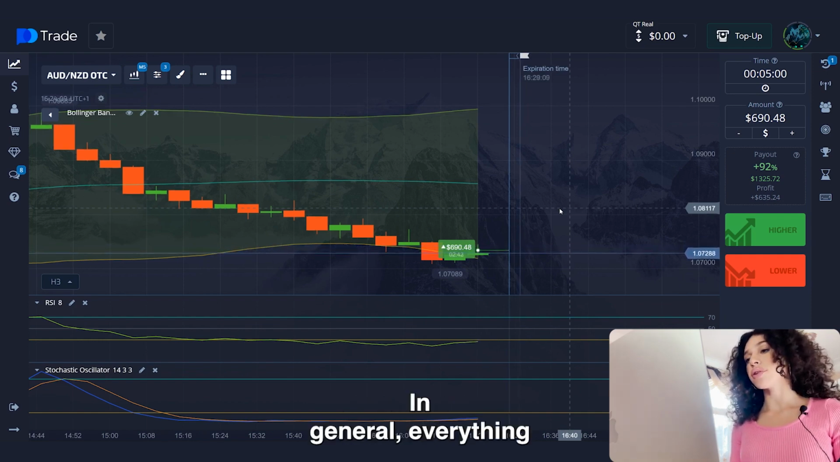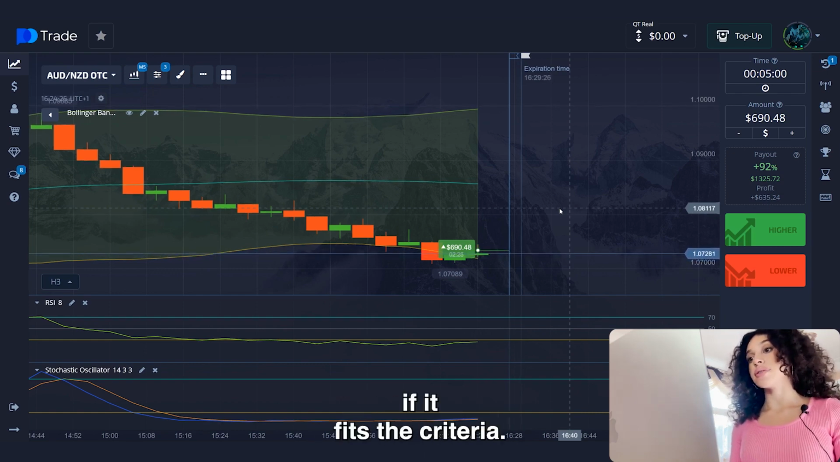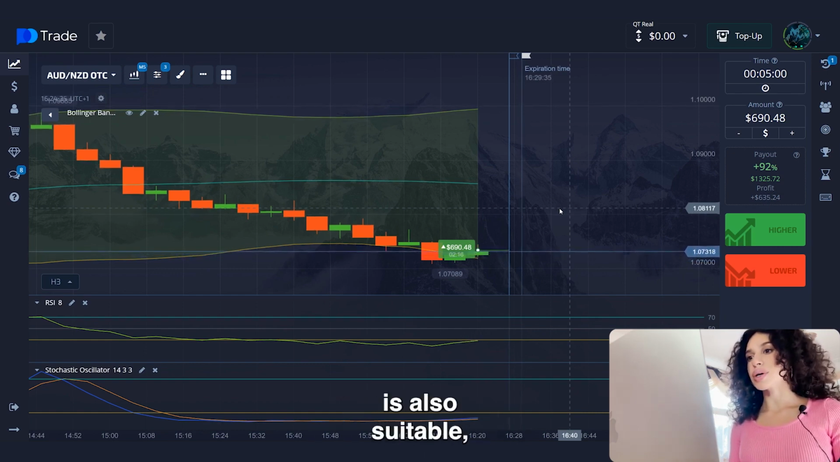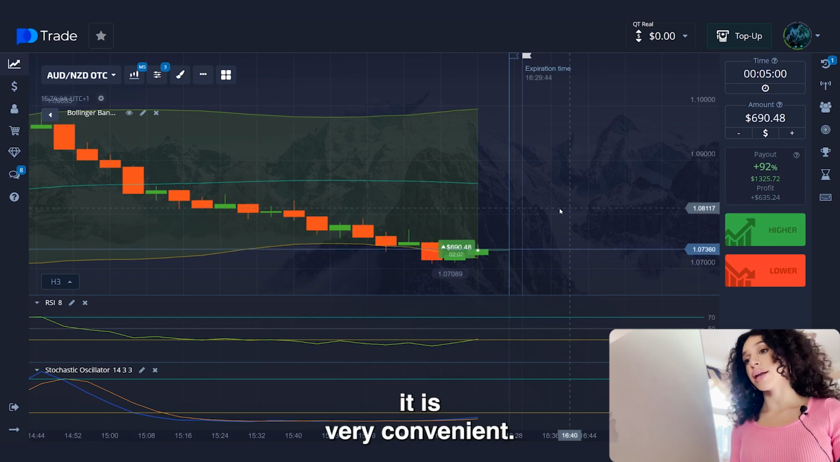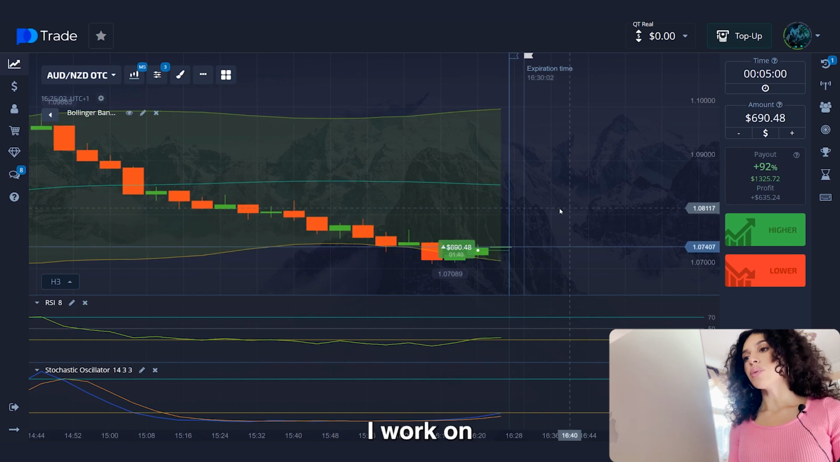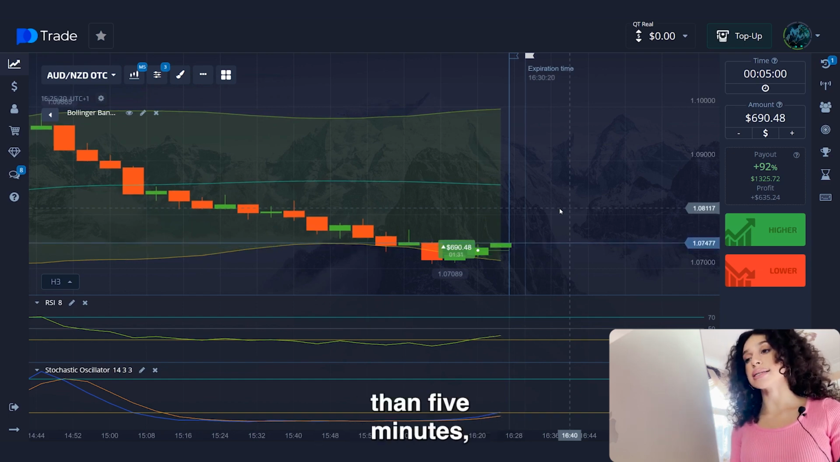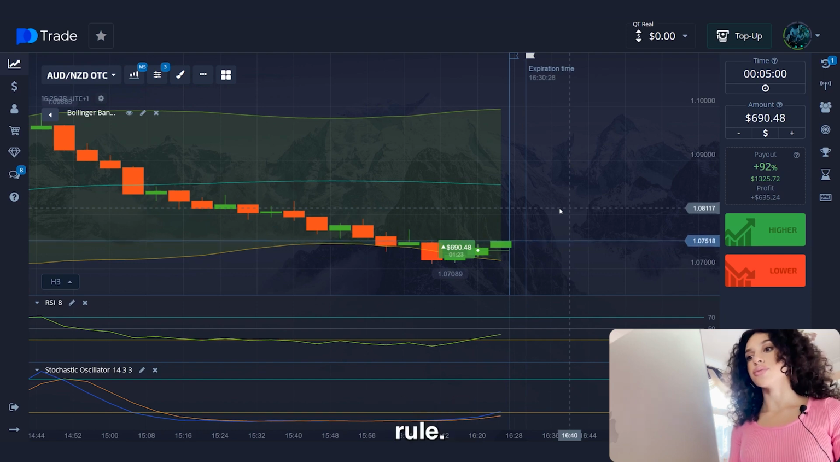In general, everything is very simple. You can choose any currency pair to work with if it fits the criteria. Any time for work is also suitable. It's very convenient. And I want to tell you about the duration of the signal. I work on a time frame of 5 minutes, so the signal time should also not be less than 5 minutes. This is an important rule. You can just repeat all my settings and open the signals. They are really the most optimal.